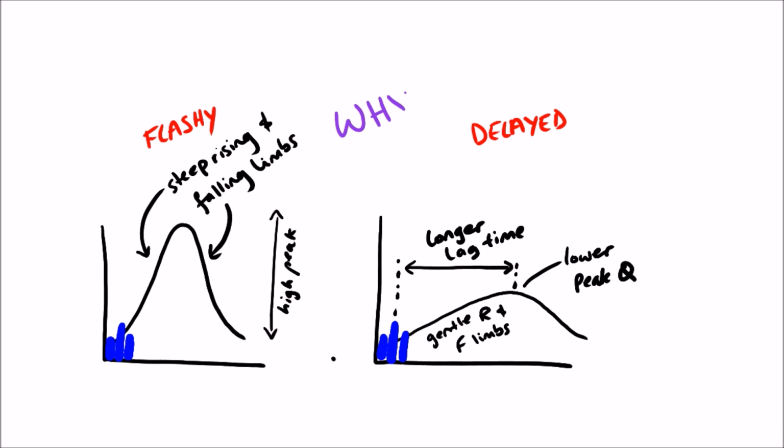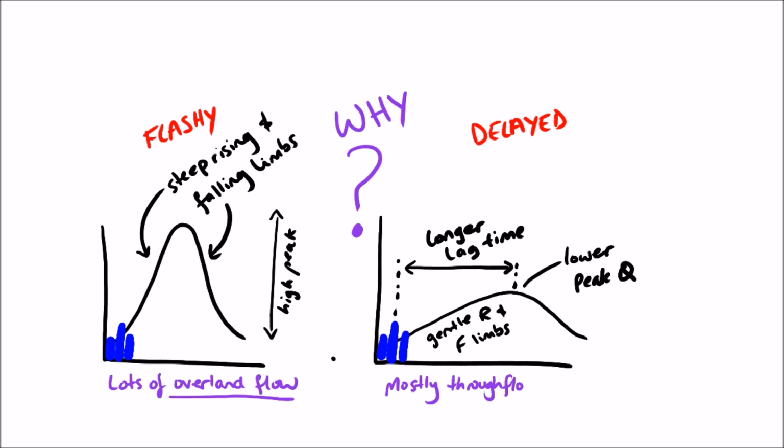So why do these hydrographs have different shapes? Well, hopefully it's obvious to you by now that the one on the left will have lots of overland flow, whereas the one on the right will have mostly through flow and base or groundwater flow.